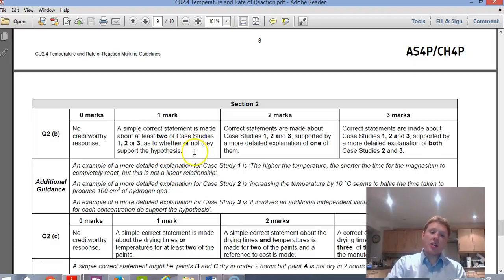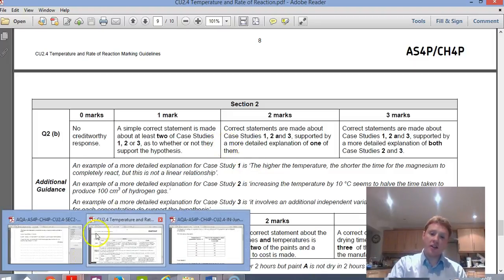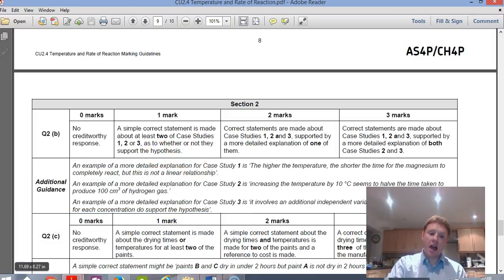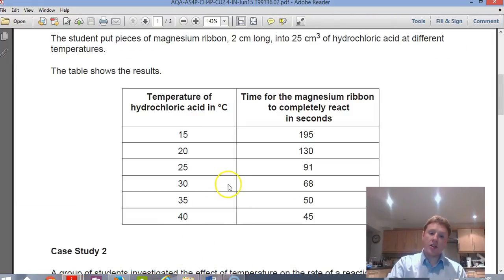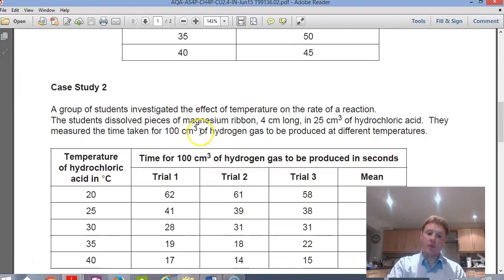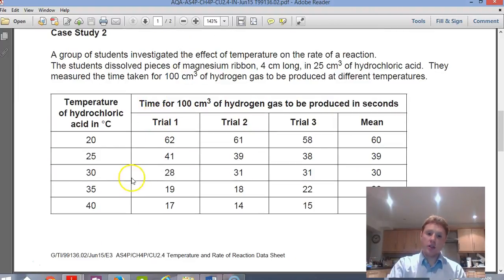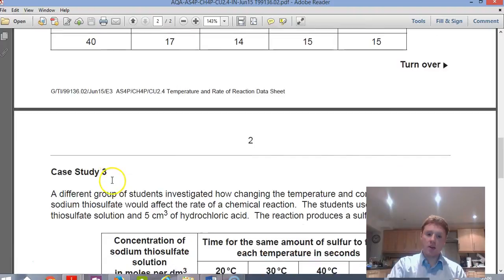The first thing you need to decide is whether all the case studies are correct or not, because if you don't get that right, you won't get more than 1 mark. So you need to look at the case studies, are they correct or not? Then you start adding things in. So case study 1. As the temperature of the acid increases, the time decreases. That is correct. Case study 2. As the temperature of the acid increases, the mean time decreases. That is correct.